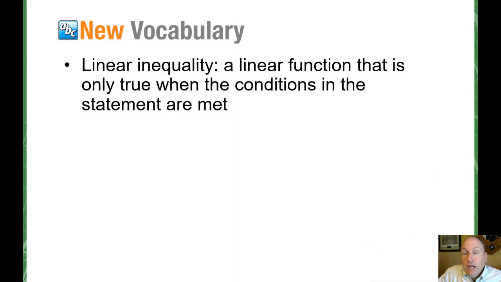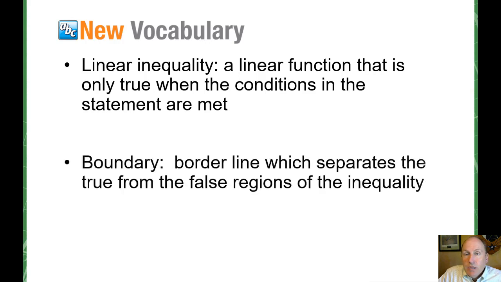Of course, a linear inequality itself is a function that is only true when the conditions in the statement in the inequality are met. And the key to that is graphing the boundary, which in the case of a linear inequality is a line. It's a border line that separates the true from the untrue or false regions of the inequality. So there's two halves of it. One half, and they're called half planes. One half plane is where the conditions of the inequality are met. The other half plane is where the conditions are not met.